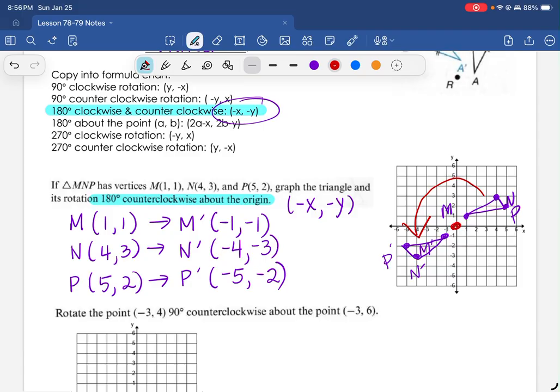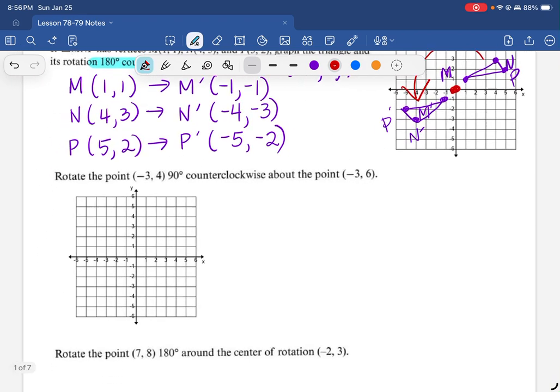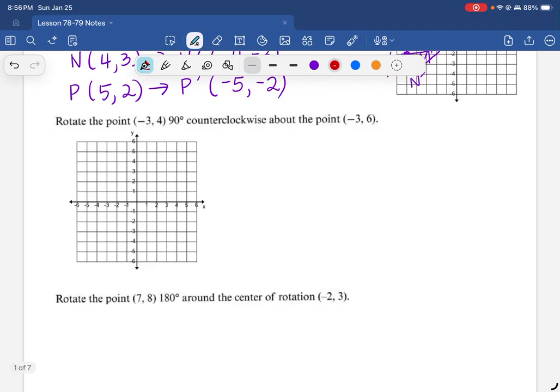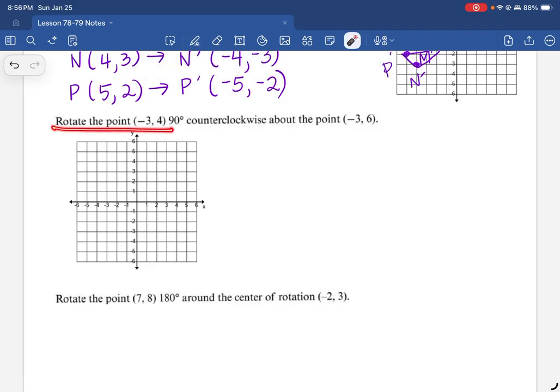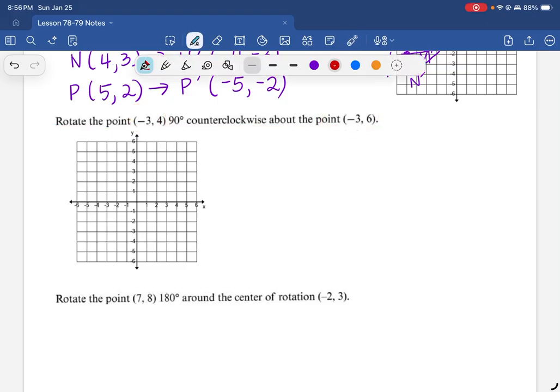Okay, last one. It says rotate the point 7, 8, 180 degrees around the center of rotation, negative 2, 3. This is the example that I was telling you about earlier, where this is my A and this is my B. And the formula that we are going to use is 2 times A minus X, comma, 2 times B minus Y.